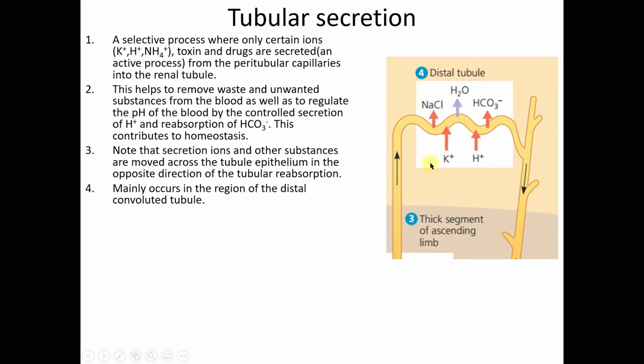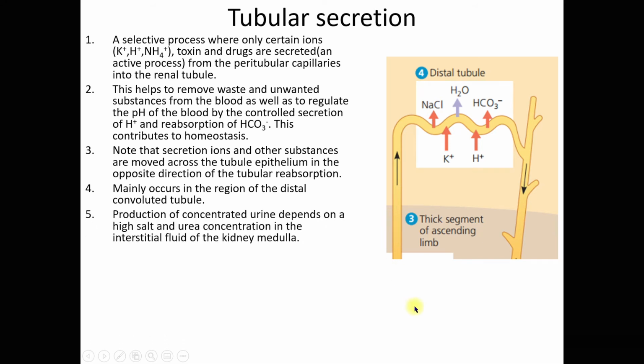Okay, so this is where the peritubular capillaries are. The content of the peritubular capillaries, like the potassium and hydrogen ions, are being secreted into the renal tubule. That's why we have this arrow from this direction. This represents the tubular secretion, and this arrow here represents the tubular reabsorption that we have discussed earlier.